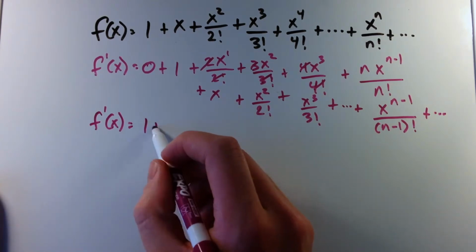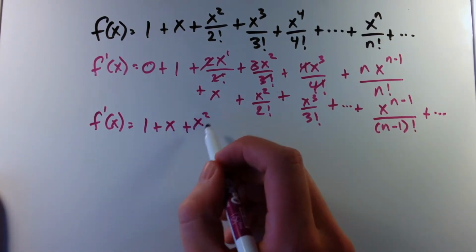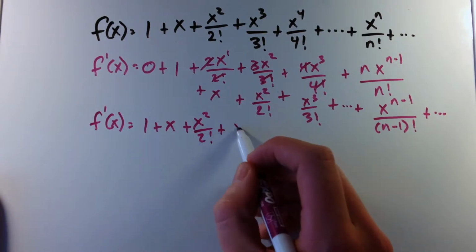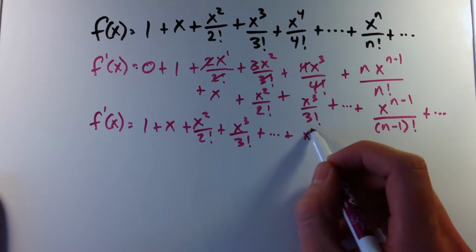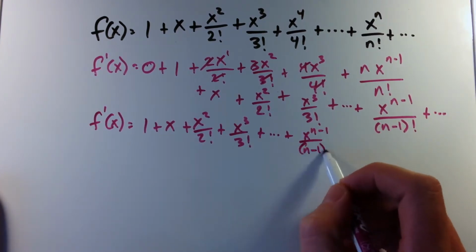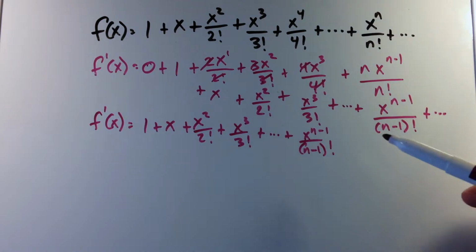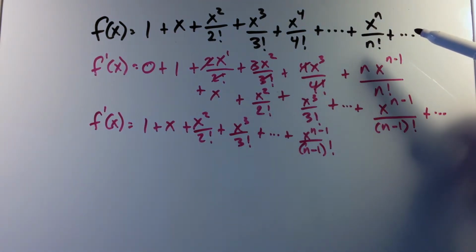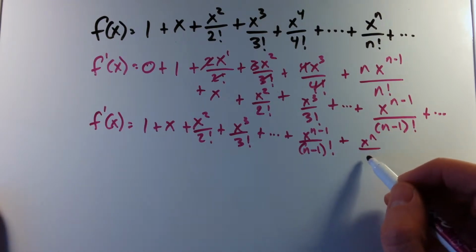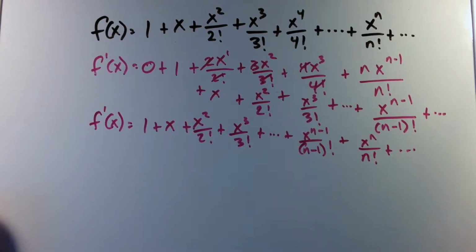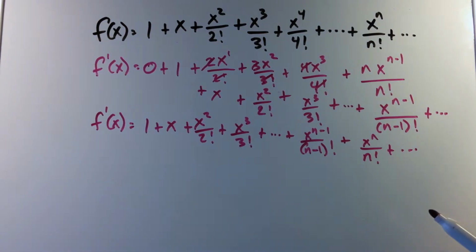So this new f prime series, we can get rid of the 0, so we just have 1 plus x squared over 2 factorial plus x to the third over 3 factorial plus x to the n minus 1 over n minus 1 factorial. And we notice we get the same series we basically started with. If I did the next power, it's really just x to the n over n factorial. Okay, so the derivative of our function, our series, is itself over and over again. Now that might be something we want to think about later.